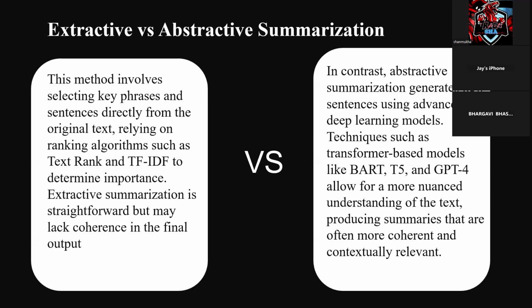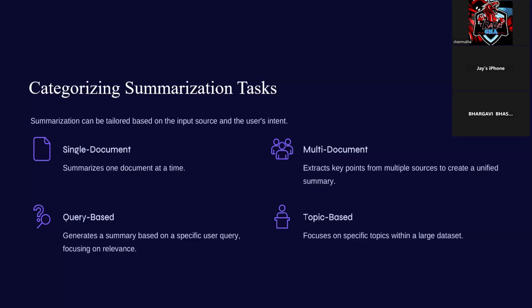Abstractive summarization is the opposite: it generates new sentences using advanced deep learning models and techniques such as transformer-based models like GPT-4 and T5. It allows more understanding of the text and provides summaries that are more coherent and contextually relevant.